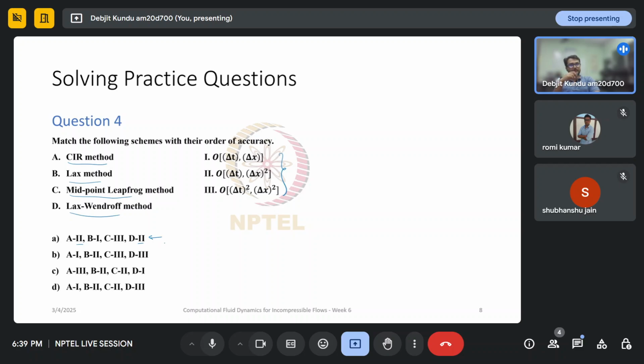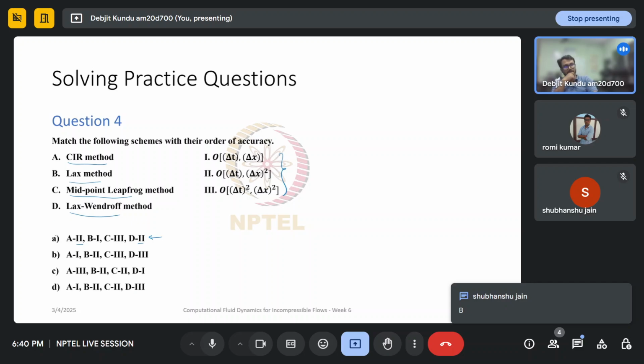So pick your favorite combination and then try to see whether that's available in the options given here. Option A is A2, B1, C3, D2. Option B is A1, B2, C3, D3. Option C is A3, B2, C2, D1. And option D is A1, B2, C2, and D3. Okay, we have a response in favor of option B, that is A1, B2, C3, and D3.